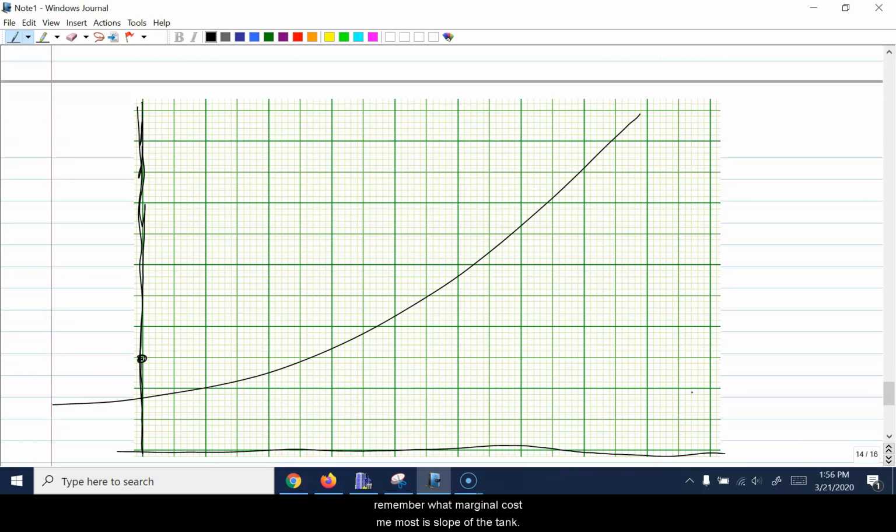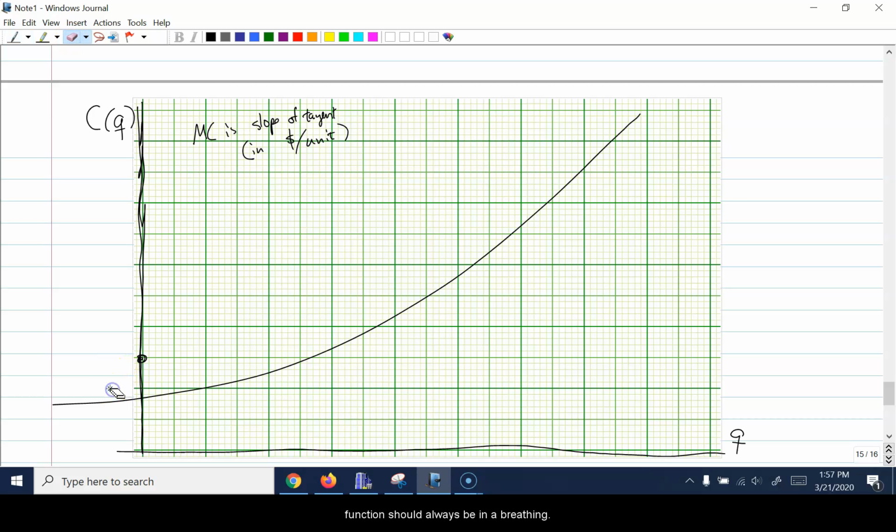Remember what marginal cost means. Marginal cost is the slope of the tangent. And it's measured in dollars per unit. It's always y units divided by x units. Hey, here's a cost function. This is the total cost function. We're not looking at average cost, we're looking at the cost function itself, which is why we're not looking at the minimum. The minimum is always at 0. A cost function should always be an increasing function.